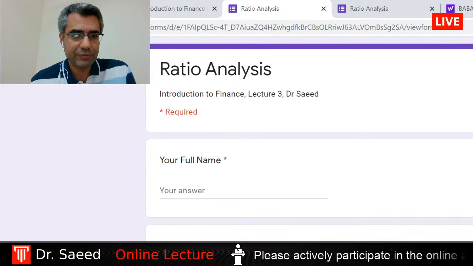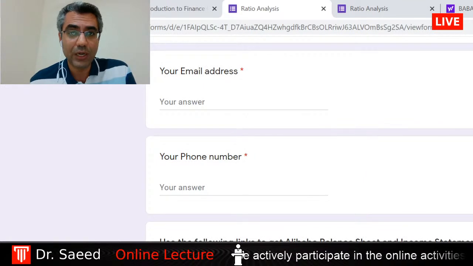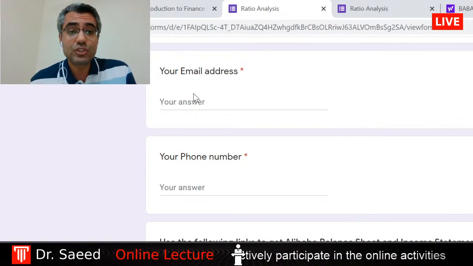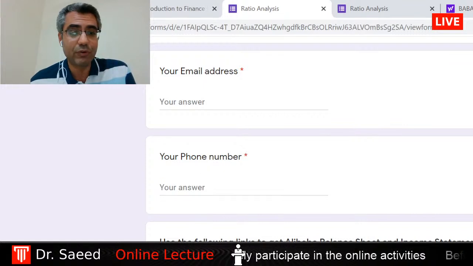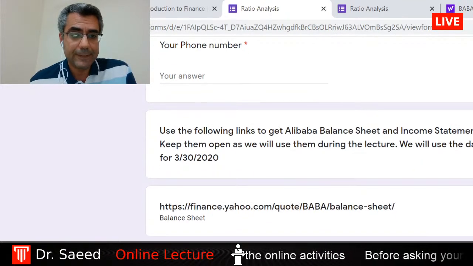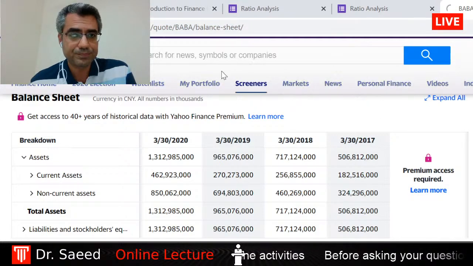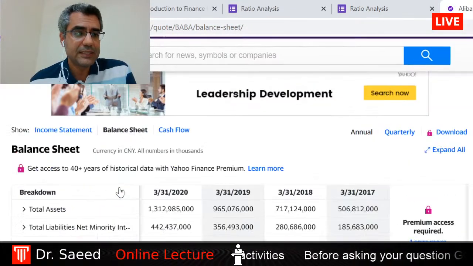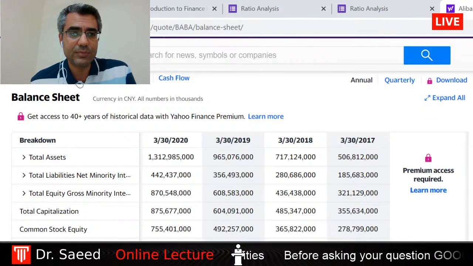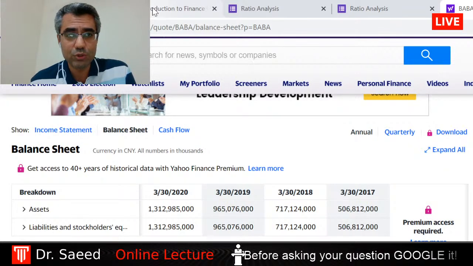You need to fill out this form: your full name, your student ID, your email address, your phone number, right? Make sure it's correct and there is no mistake. For the phone number, if you are using a phone number from another country, then write the country code too. Then copy and paste this link into your address bar. You will be directed here. Then here you can switch between the income statement and balance sheet. These two pages are those that we need today.